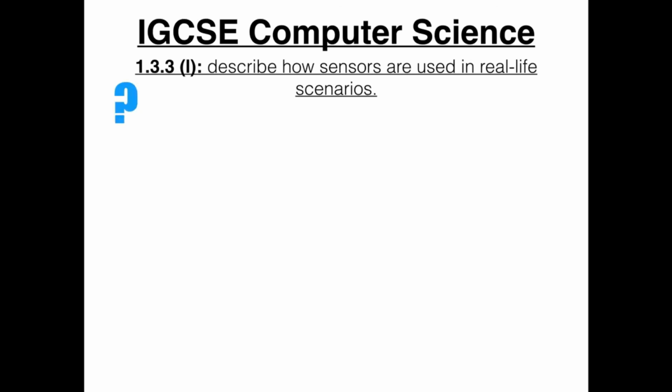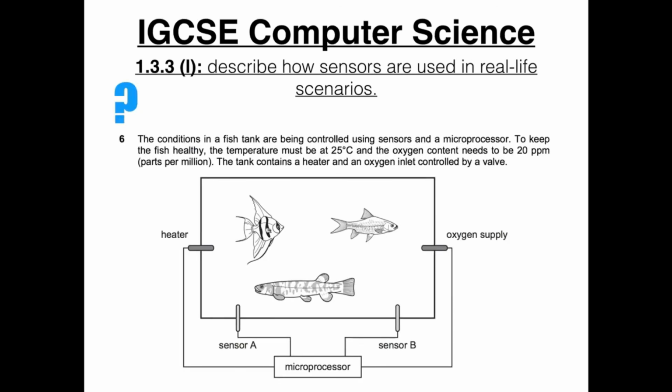So here's an exam question. The conditions in a fish tank are being controlled using sensors and a microprocessor. To keep the fish healthy, the temperature must be at 25 degrees Celsius, and the oxygen content needs to be 20 parts per million. The tank contains a heater and an oxygen inlet controlled by a valve. A valve, of course, is the actuator.